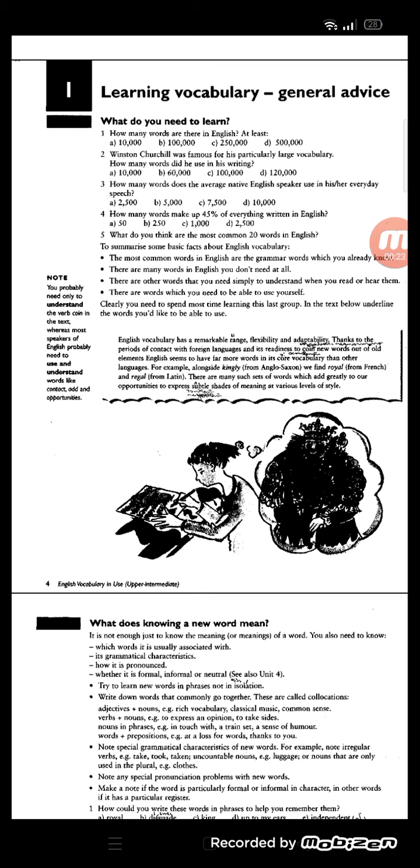To summarize some basic facts about English vocabulary, the most common words in English are the grammar words which you already know. There are many words in English you don't need at all, and there are other words that you need simply to understand when you read or hear them. So there are words which you need to be able to use yourself. Clearly, you need to spend most time learning this last group. In the text below, underline the words you would like to be able to use.